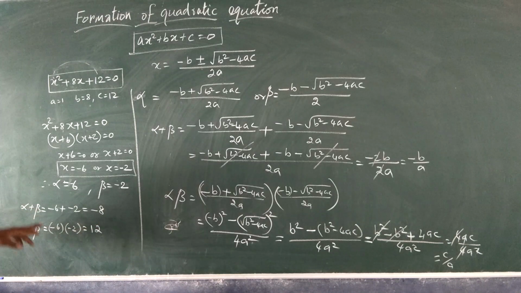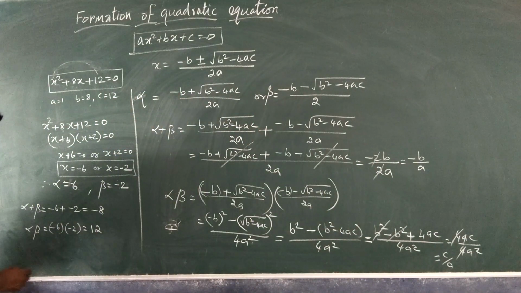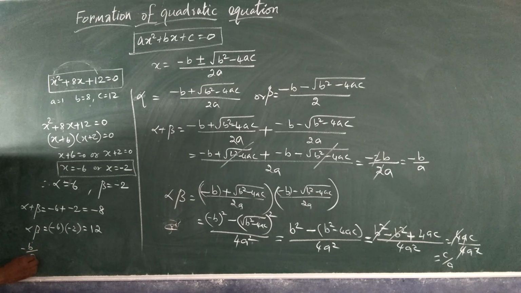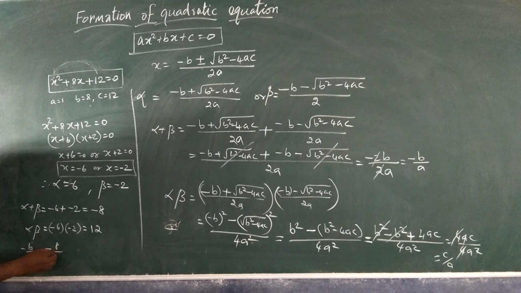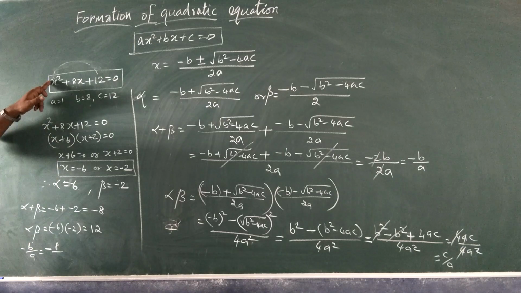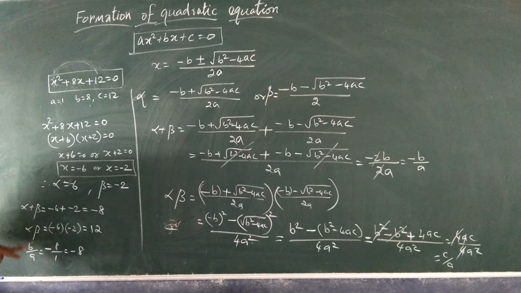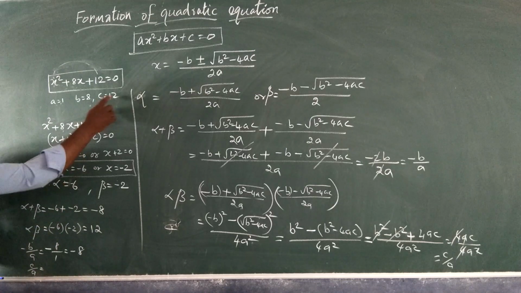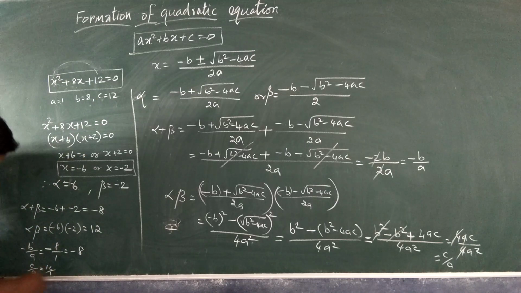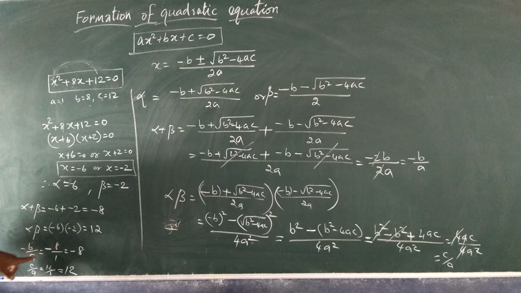Now if we look at alpha plus beta, it is minus b by a. So find minus b by a. What is b? b is equal to 8, and a is equal to 1, the coefficient. So this is minus 8. Then find c by a. c is equal to 12, a is equal to 1, so this is 12. Look at alpha plus beta: minus 8, and minus b by a: minus 8.